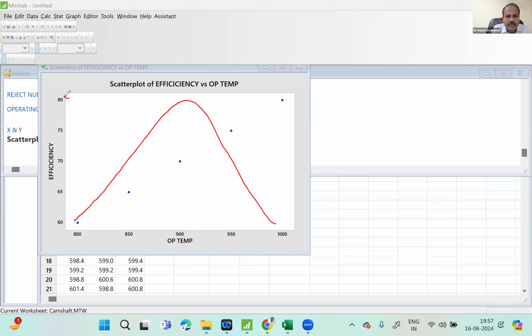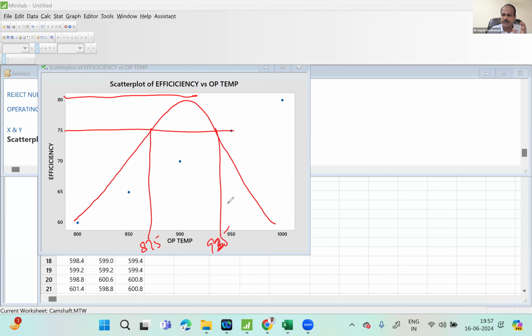And now also I want the efficiency to be between 75 and 80. Now I have some flexibility. You see, 925 or 910. Now I can operate my boiler between 875 to 925. If I operate my boiler in this range, always my efficiency is in the expected range of 75 to 80. Yes or no? Suppose I want more efficiency, 90%, then probably I have to think of something outside the current range.